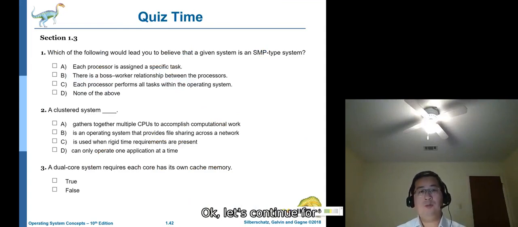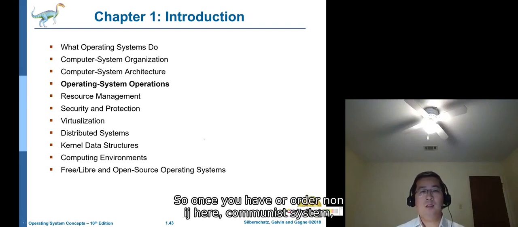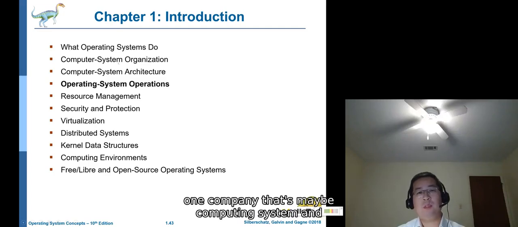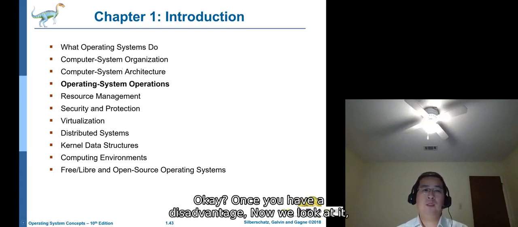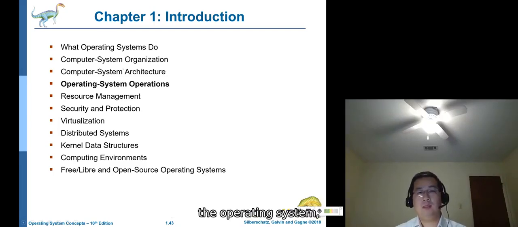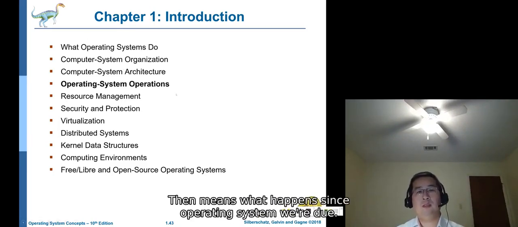Okay, let's continue with the next topic, operating system operations. Once you have all the knowledge here, a computer system, one computer, maybe a computing system with multiple computers or CPUs together. This is one CPU system. This is the multiple CPU systems. Once you have this knowledge, now we look at the operating system. What the operating system can do for us was already mentioned, but here we give you more details. That means what type of things the operating system will do.